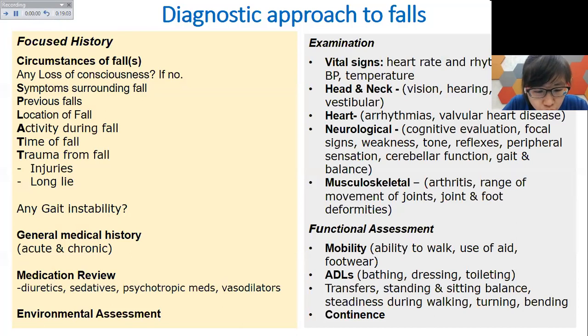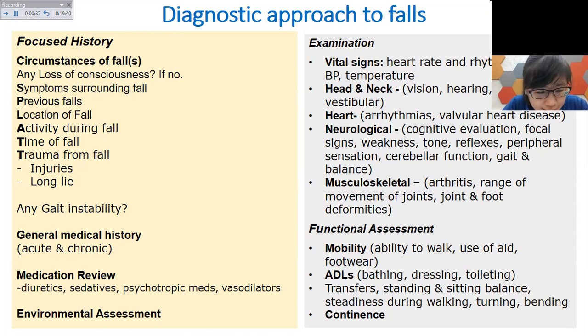So let's look into how to approach falls by taking a focused history. We want to understand the circumstances of falls, firstly to know whether there's any loss of consciousness. If there is no loss of consciousness, we will go down this algorithm of recurrent falls to take the history to identify the falls using this acronym SPLAT. So when we fall, we make a sound, and I felt that this acronym is an easy way to remember.